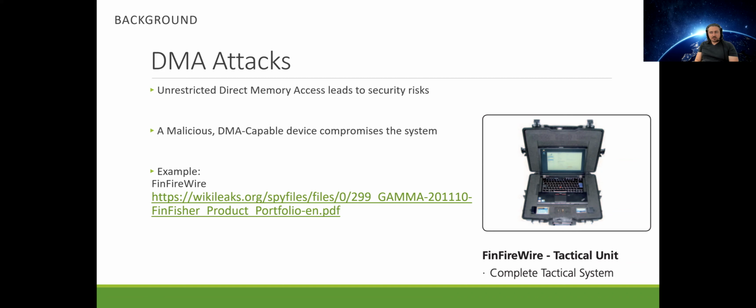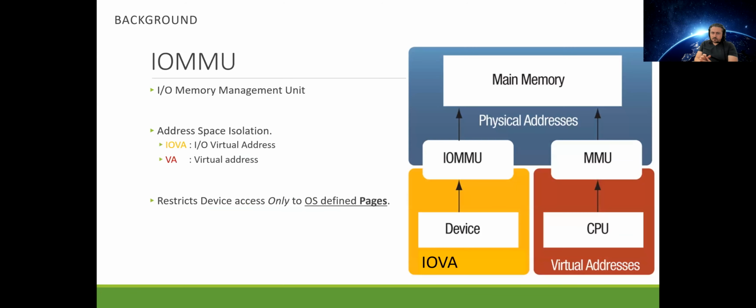One notorious example is this thin FireWire unit, which is basically a Lenovo ThinkPad with a FireWire adapter and can be used to take over a target machine. You just approach the target machine, plug in the dongle, and gain control. Easy enough. To prevent arbitrary access to the memory, modern systems have IOMMU hardware.